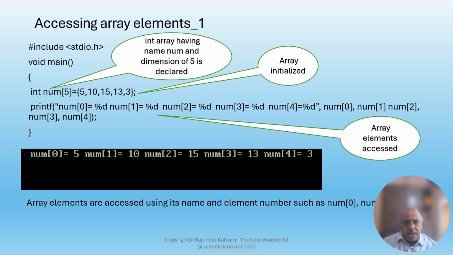Array elements are accessed using its name and element number, where the element number is written within the subscripts. The first element in an array is always numbered 0 by the compiler. We cannot change it. The first element will always be numbered 0. The first element is always the 0th element of the array.